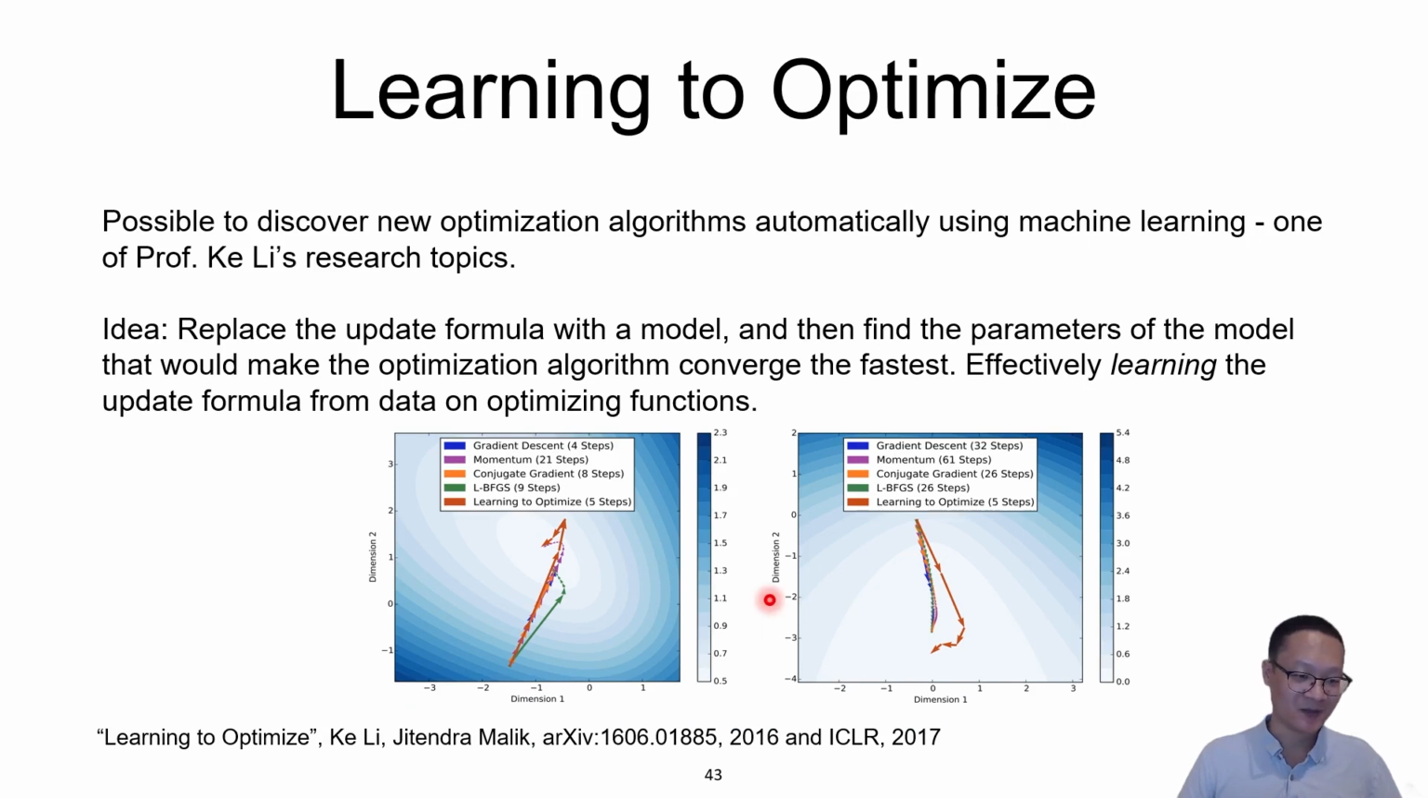Actually, recently, Professor Curley, the other instructor of CMPT 726, has done some research on learning to optimize. So basically trying to discover new optimization algorithms directly using machine learning. The idea is to replace the update formula with a model. The model could be, let's say, a linear model or a neural network. Then we can find the parameters of that model to make the optimization algorithm converge the fastest. So we're basically learning the update formula from data.